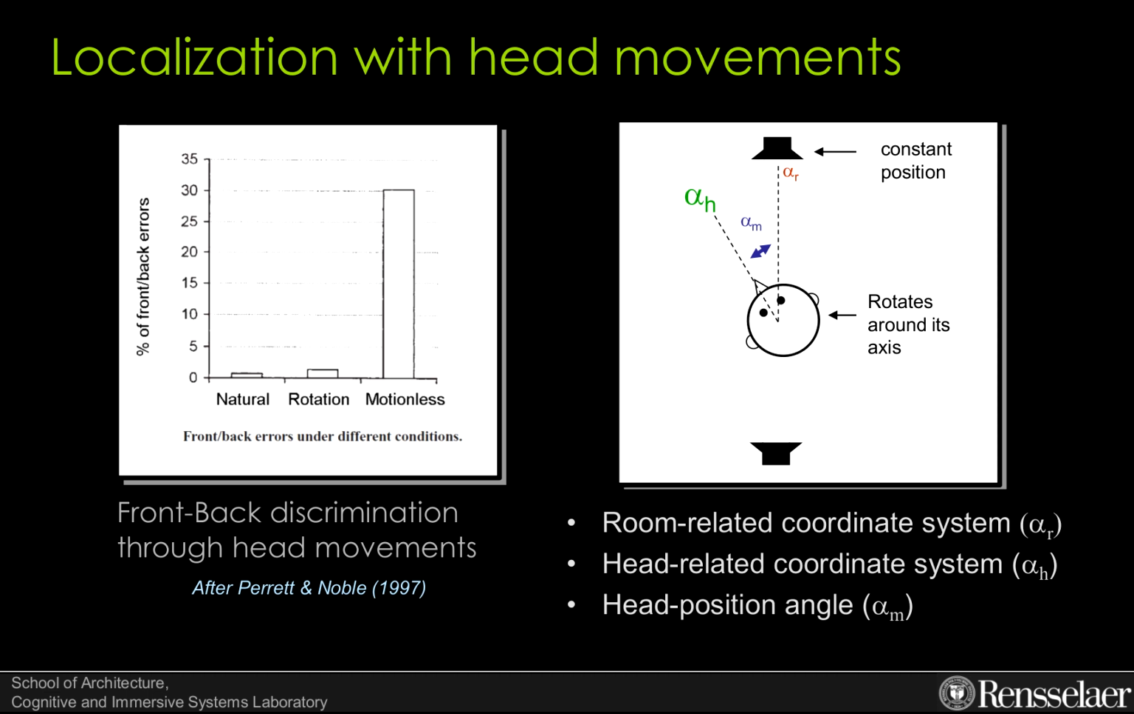That led us to the idea of having a model with an internal coordinate system and an external coordinate system. The room-related coordinate system, alpha r, is the one that stays with the room, and the head-related coordinate system, alpha h, is the one we typically use in binaural hearing, and that's also in Jens' book. Then we have the head position angle, alpha m. When we rotate the head, we keep the room-related coordinate system constant and rotate the binaural activity maps with it.